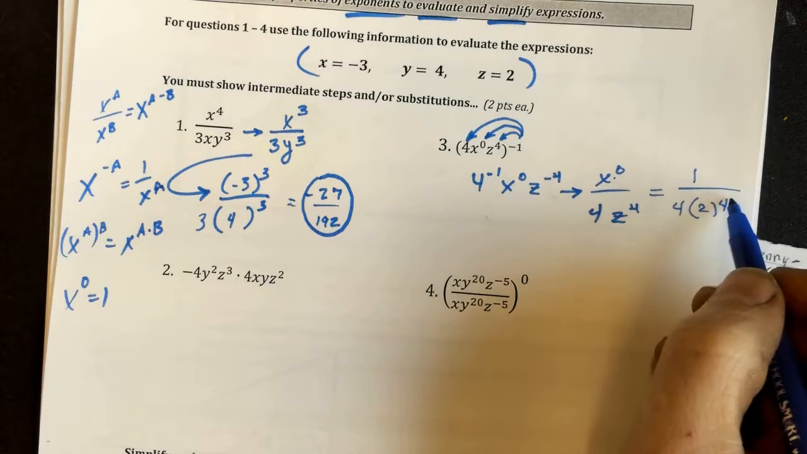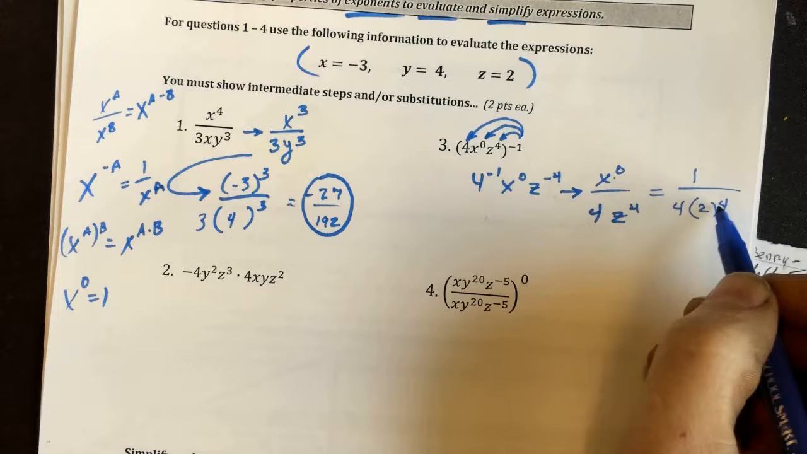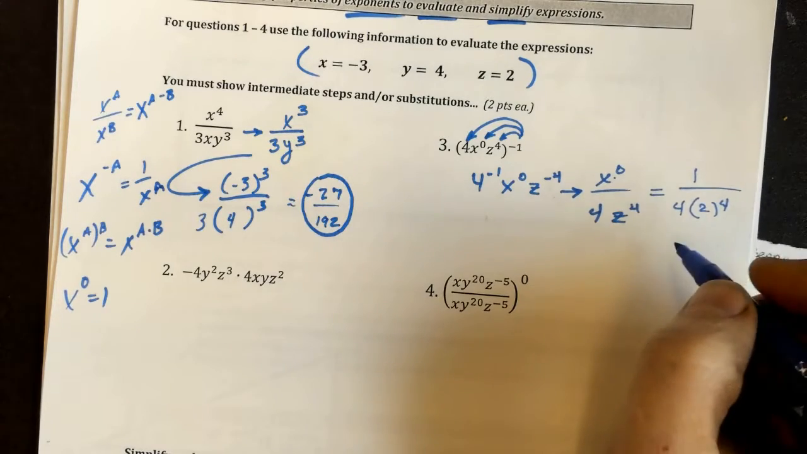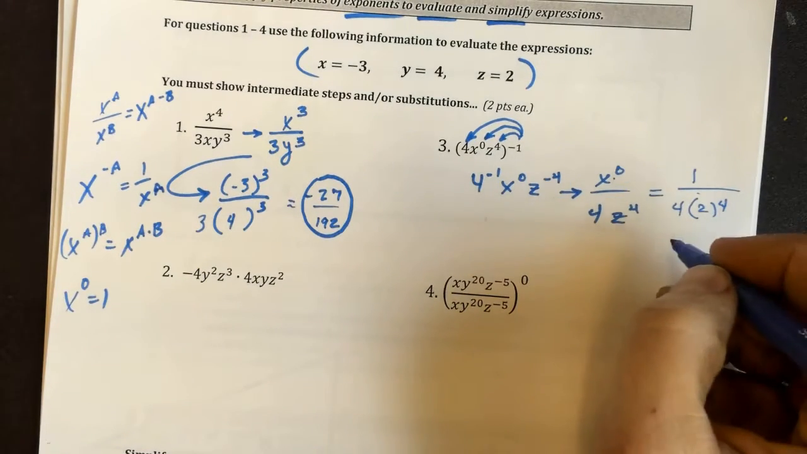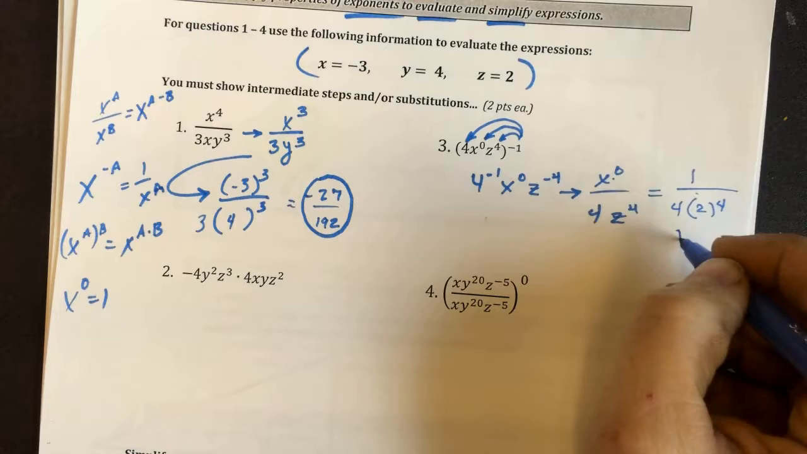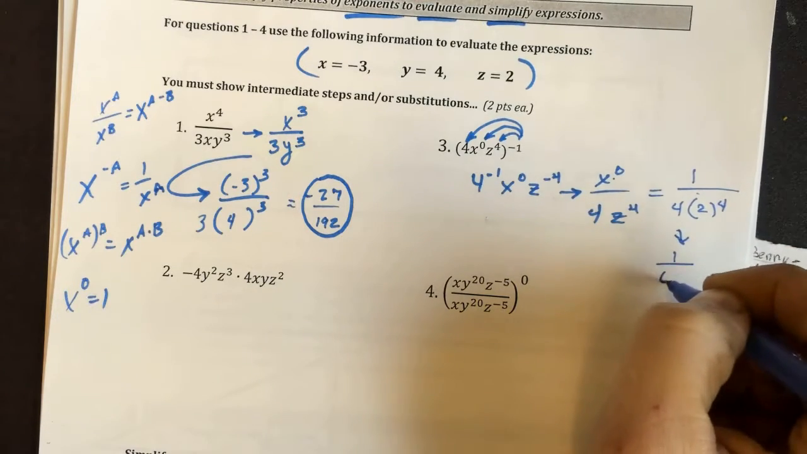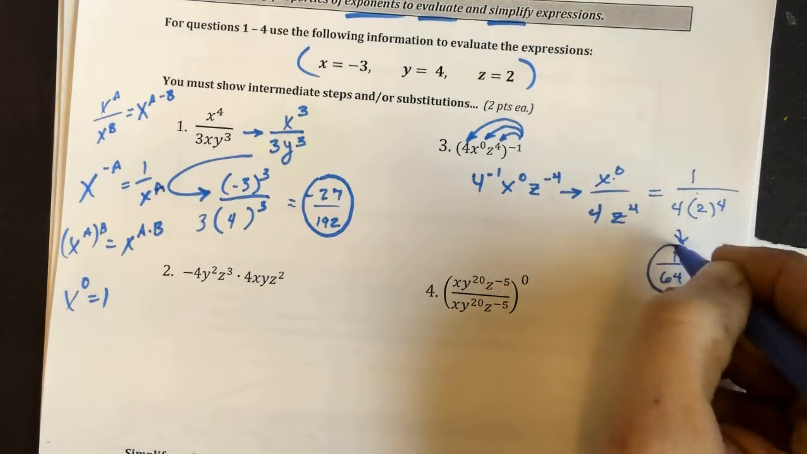That's 2 times 2, which is 4, times 2, which is 8, times 2, which is 16. And then we have to do 16 times 4. So this final answer becomes 1 over 64.